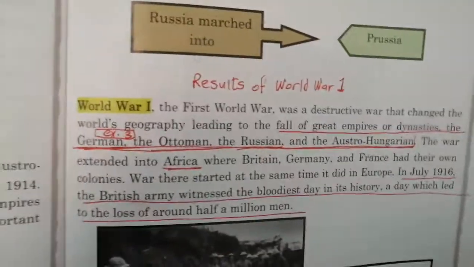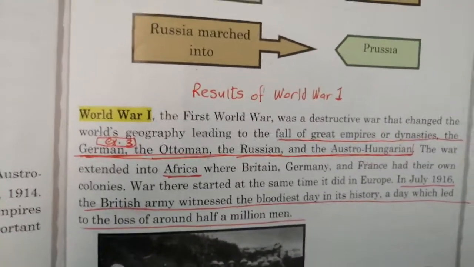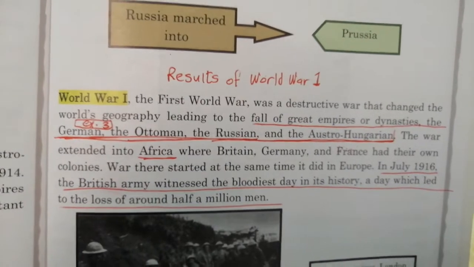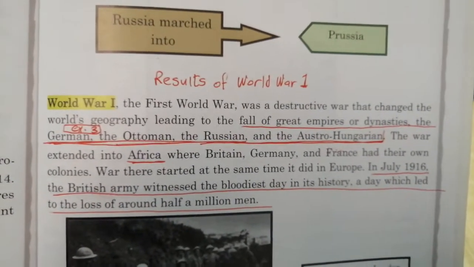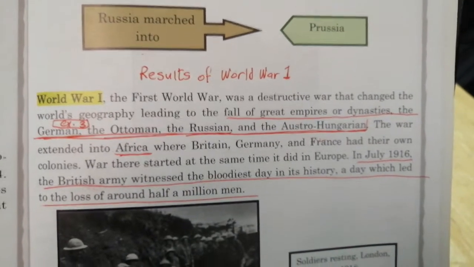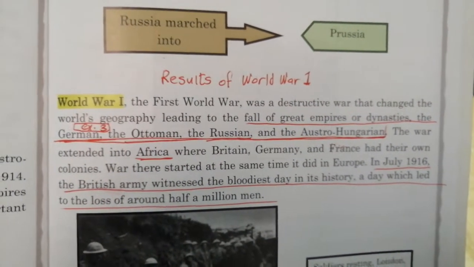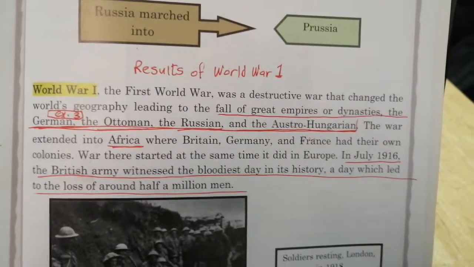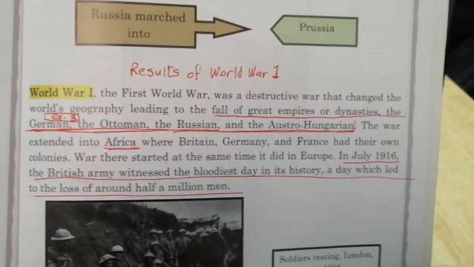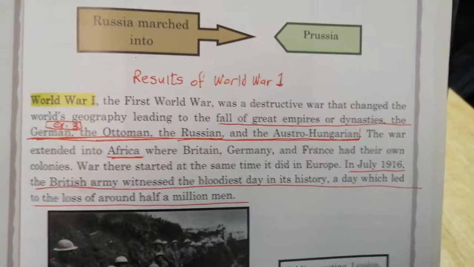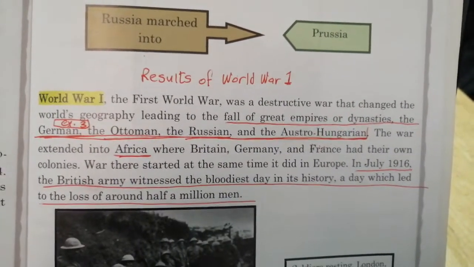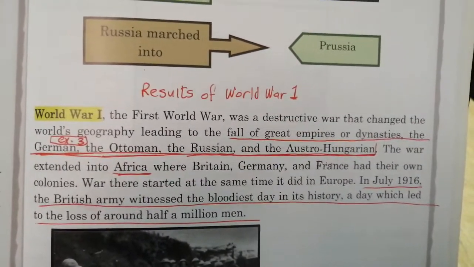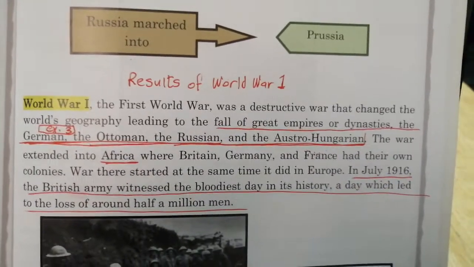We have one important result. The First World War was the destructive war that changed the world's geography, leading to number 1, the fall of great empires or dynasties, the German, the Ottoman, the Russian, and the Austro-Hungarian. These were the empires that fell during the First World War. And the war extended into Africa, where Britain, Germany, and France had their own colonies, the countries that were under their control. War there started at the same time it did in Europe.